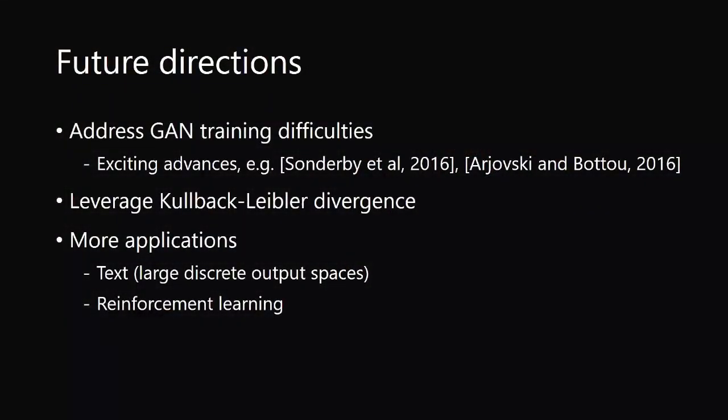So that brings me almost to the end of the talk. In terms of future directions, you have heard a lot already about the training difficulties of GANs. GANs are exciting, but the training difficulties are real. So there are various hacks. I think some of the more exciting advances are made very recently. There's an ICLR submission by Casper Sønderby and people from Twitter Cortex, as well as a workshop paper here, and I think it's also an ICLR submission by Martin Arjovsky and Léon Bottou.